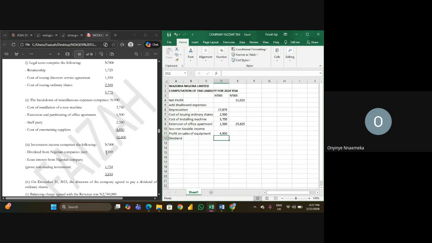Dividend, 2,100. Please note that what is given in the question is what you should remove. Don't convert net to gross, please. If you are given net, you remove net. If you are given gross, you remove gross, okay? Don't convert. So, loan interest from Nigerian company, is it a taxable one?